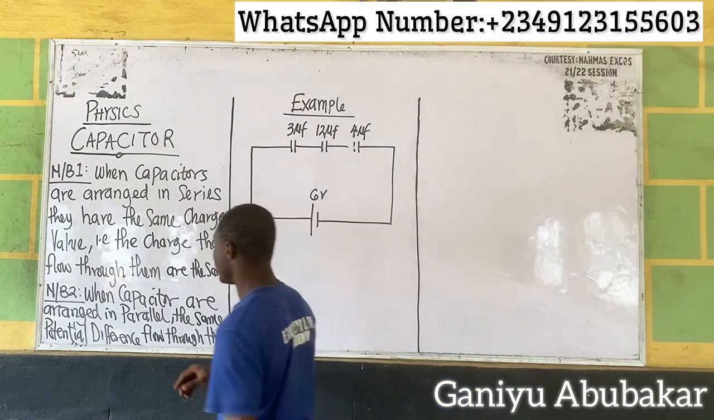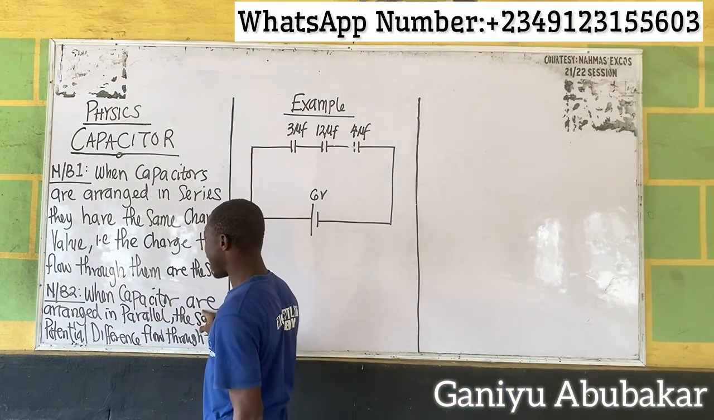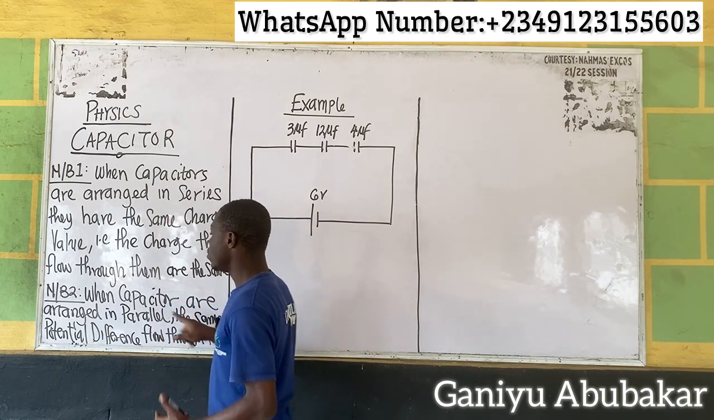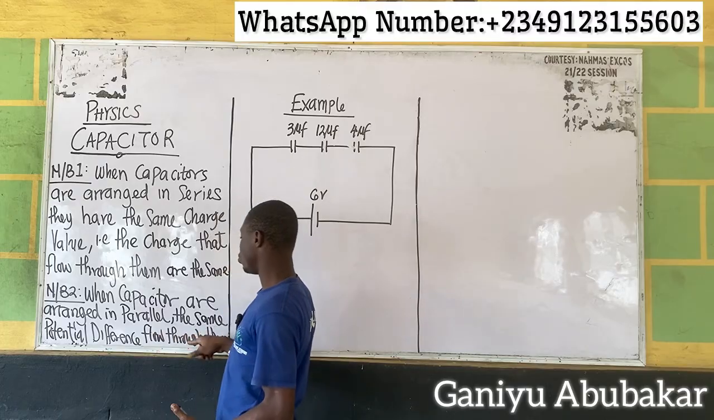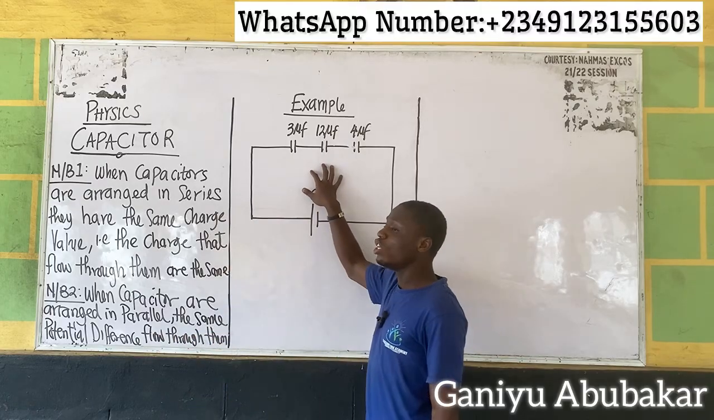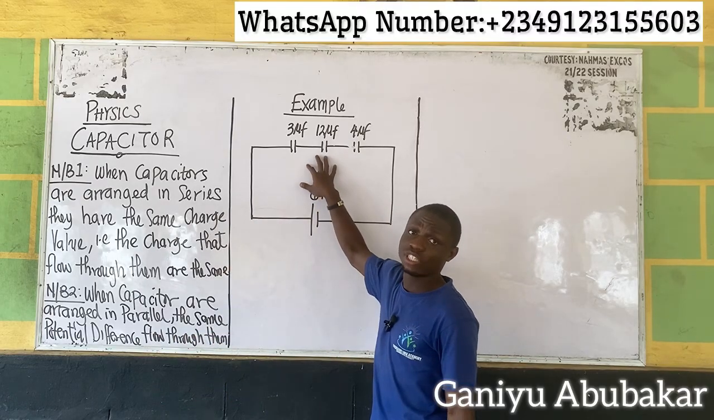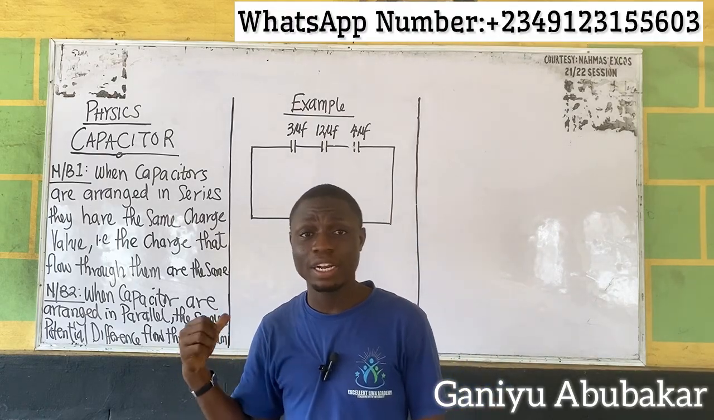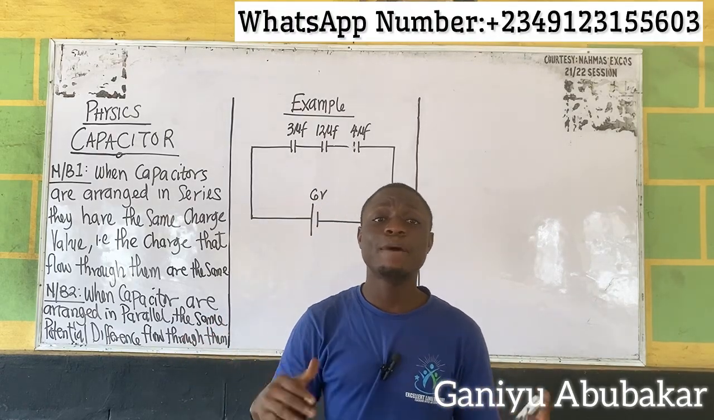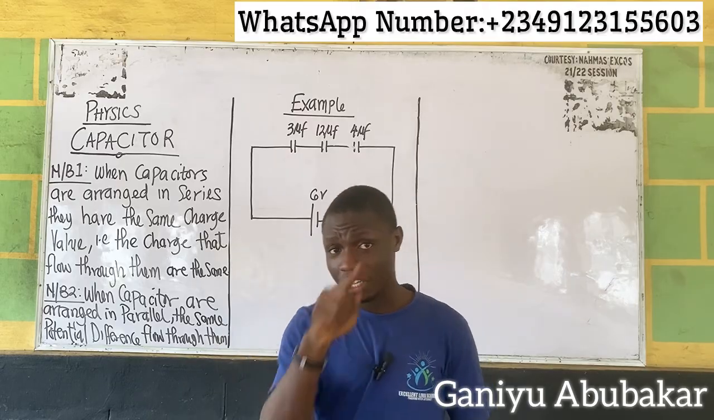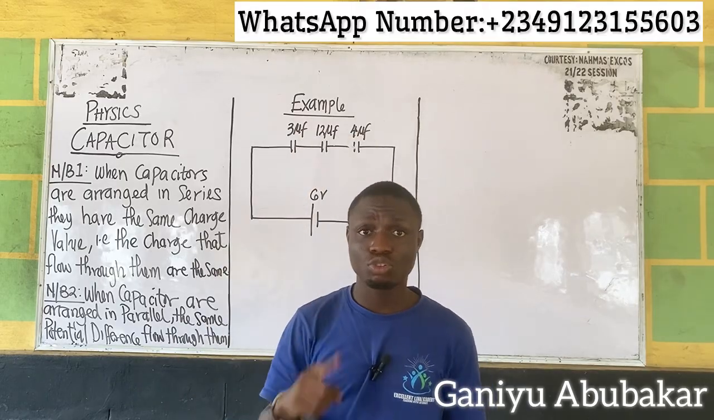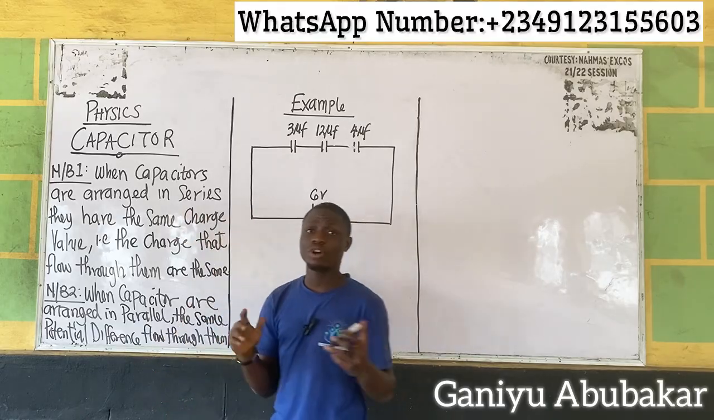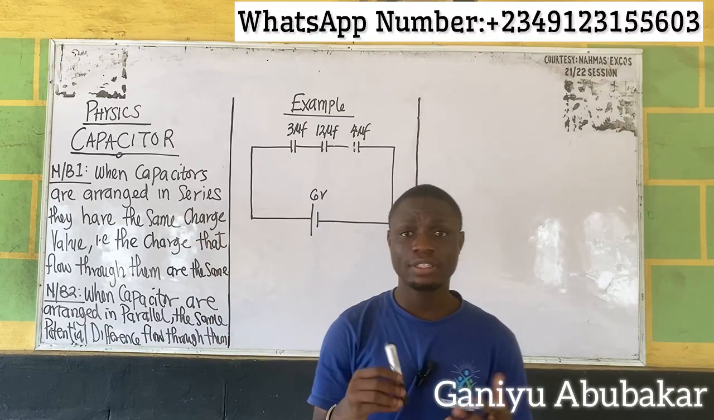Number two, when capacitors are arranged in parallel, the same potential difference is across them. This one is not arranged in parallel; this is a series arrangement. But if they are arranged in parallel, it means that their potential differences are equal. That is, V will be the same all throughout. So please bear this concept in mind when it comes to capacitor.